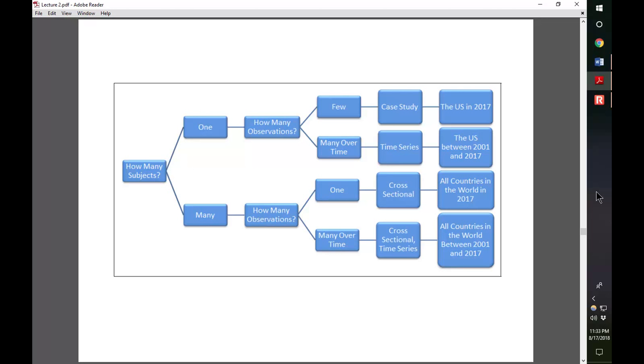If your variable applies to multiple subjects with multiple observations per subject, then you have a cross-sectional time series variable. An example of this would be studying democracy in all countries throughout the world between 2001 and 2017. There would be multiple subjects, all the countries in the world, with multiple observations between 2001 and 2017.